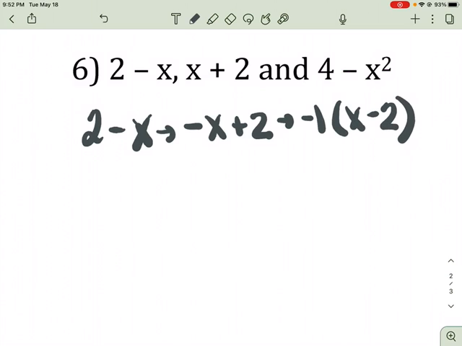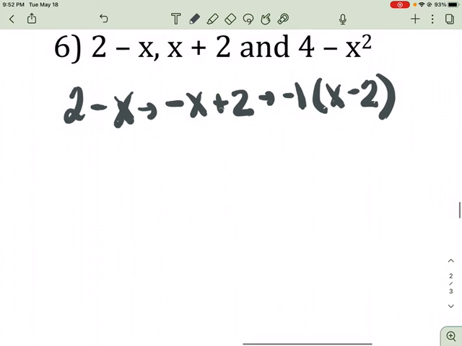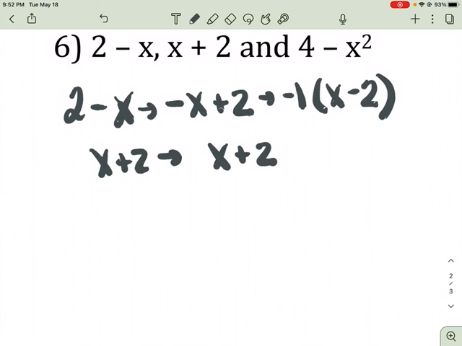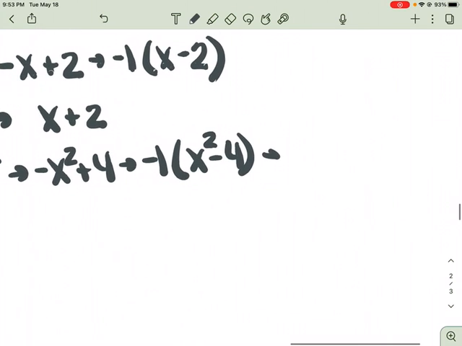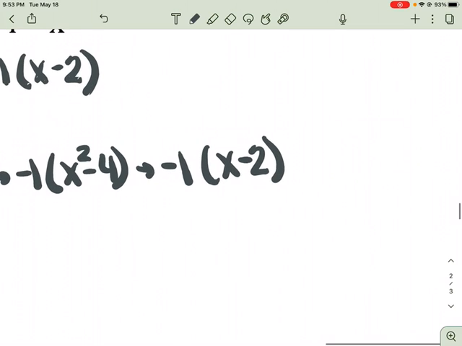Let's factor out negative 1. We have x plus 2. We just have x plus 2. Then we have 4 minus x squared. Again, not a fan. Let's rewrite it as negative x squared plus 4. Factor out the negative 1. x squared minus 4. Now it's like, hey, I can factor that.